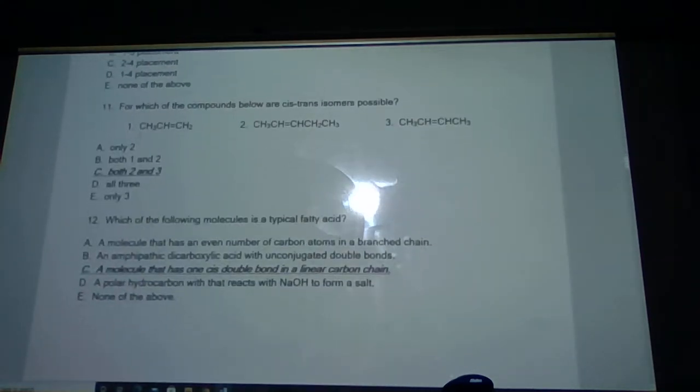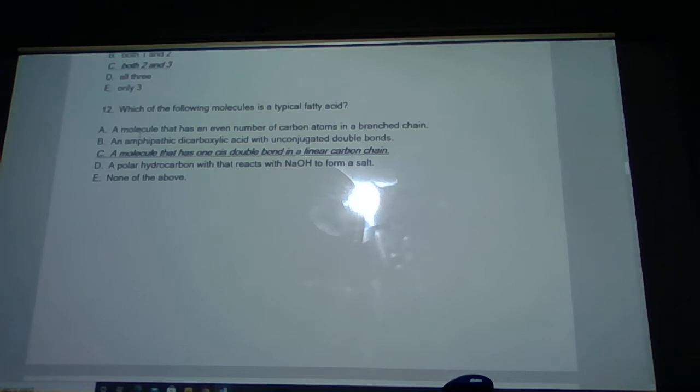Next problem. Number 12. Which of the following molecules is a typical fatty acid? Molecule that has an even number of carbons in a branched chain? No. An amphipathic dicarboxylic acid with unconjugated double bonds? No. A polar hydrocarbon that reacts with sodium hydroxide to form a salt? No. The answer here is a typical fatty acid that we find is a molecule that has usually 1 cis double bond in a long linear straight hydrocarbon-like chain.